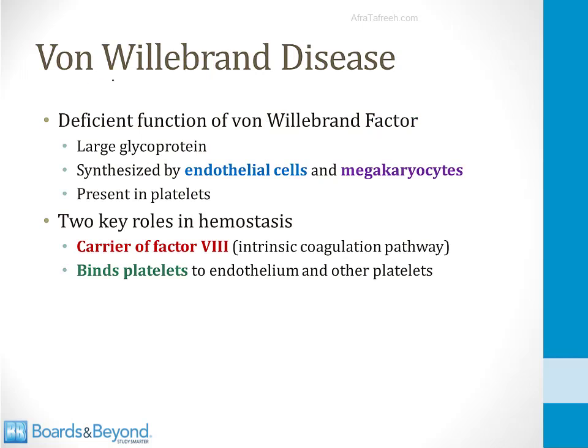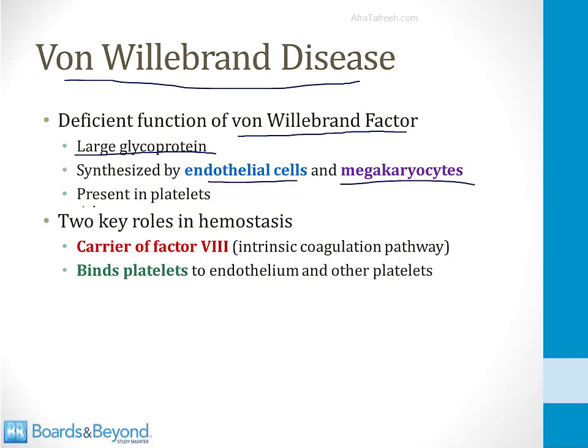The next disorder we're going to discuss is von Willebrand disease. This disorder affects platelet function as well as the coagulation cascade. As the name implies, this disorder involves deficient function of von Willebrand factor, which, by way of review, is a large glycoprotein. It's synthesized in endothelial cells and megakaryocytes and found in platelets, and it has two important roles in hemostasis.